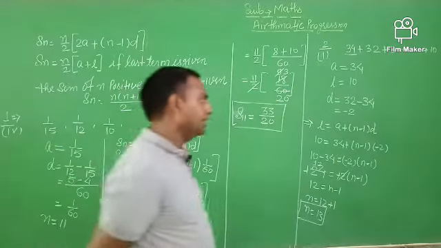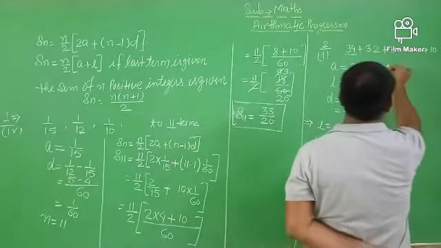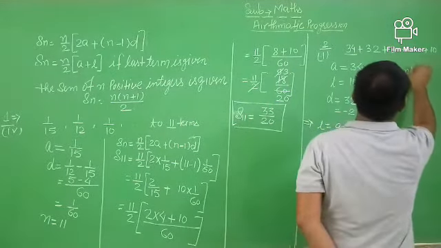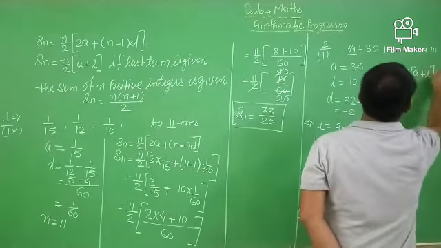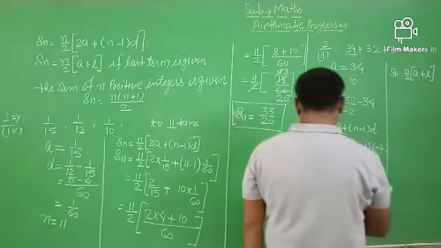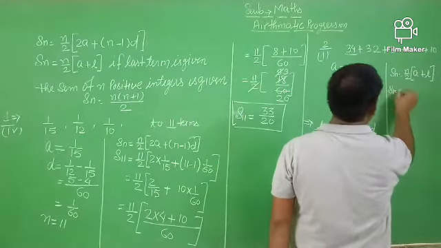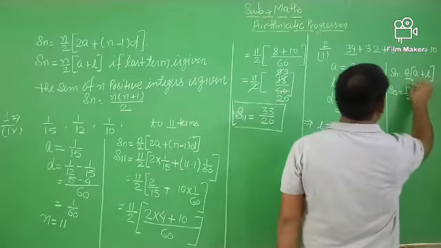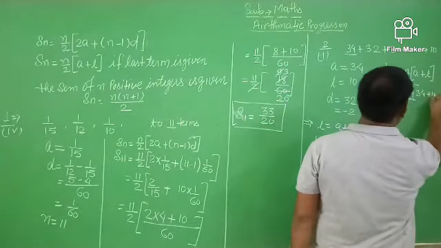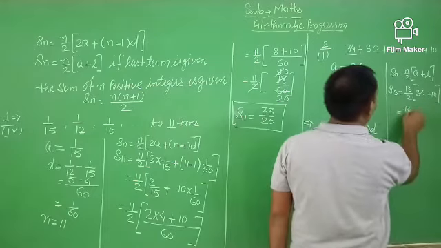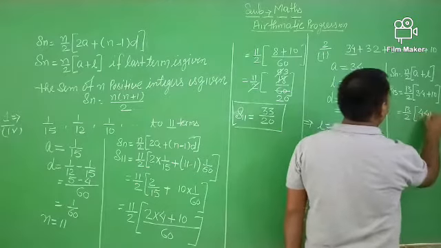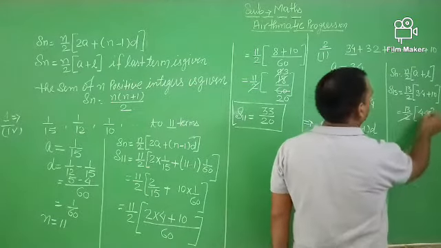So you apply the second formula: Sn is equal to n by 2 times (A plus L), because the last term is given. Here the number of terms is 13. So S13 is equal to 13 by 2 times (first term 34 plus last term 10). So this is 13 by 2 times 44, and 44 divided by 2 is 22.